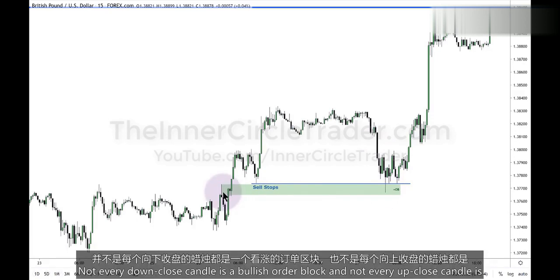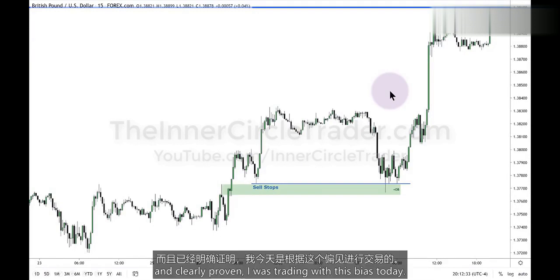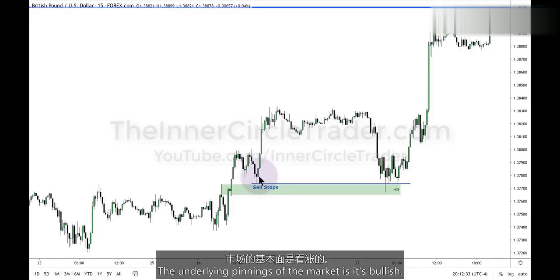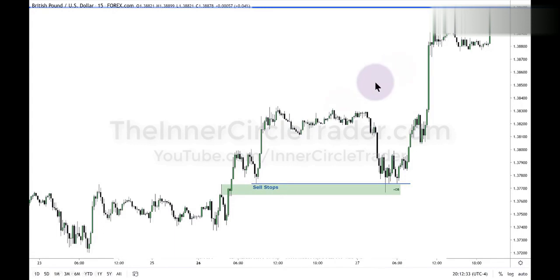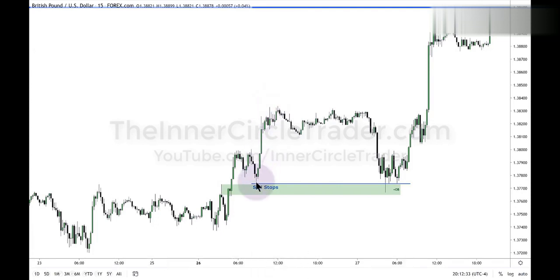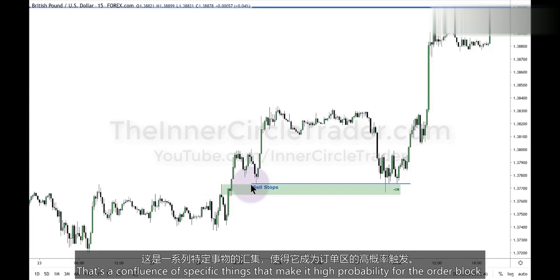Not every down close candle is a bullish order block, and not every up close candle is a bearish order block. But if you are in a context that is bullish, as I've outlined here, and clearly proven, I was trading with this bias today, the underlying pinnings of the market is it's bullish, so therefore down close candles that have a market move away from it and has a swing low just above it, like we do here. That's a confluence of specific things that make it high probability for the order block.